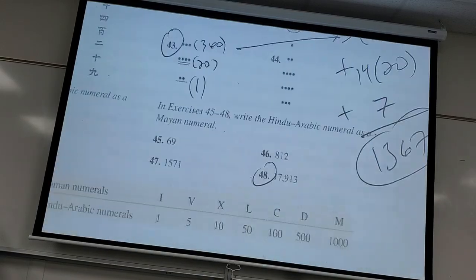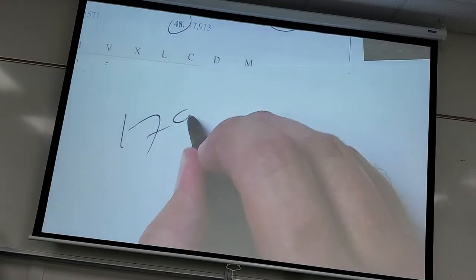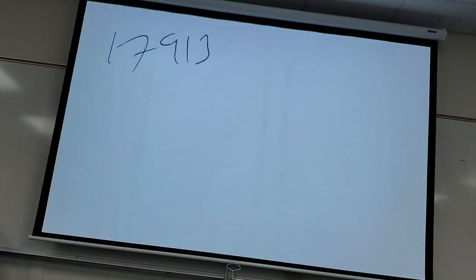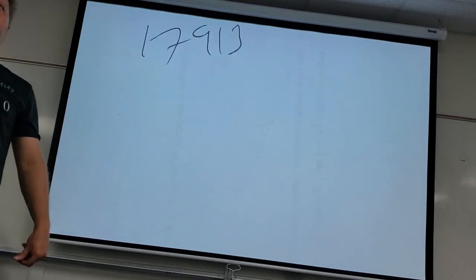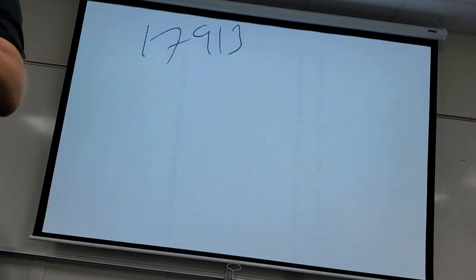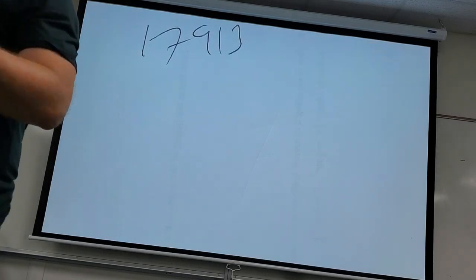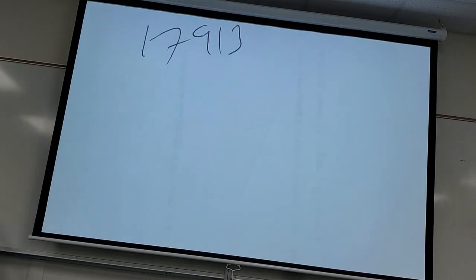Is that 17,913? Let me write it down again because this copy is bad. Whenever you're going from our system to somebody else's, you first identify what places you're going to need, and you always start from the biggest place, divide, and see how much is left. Does that make sense? That's the standard practice. There is a slightly different method, which I might show you later.